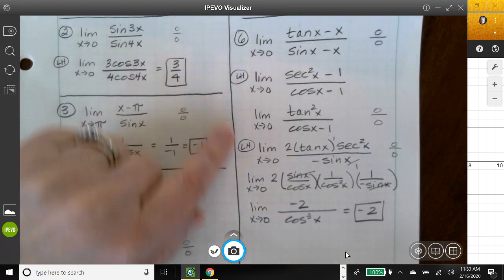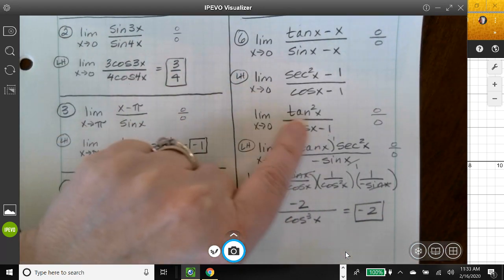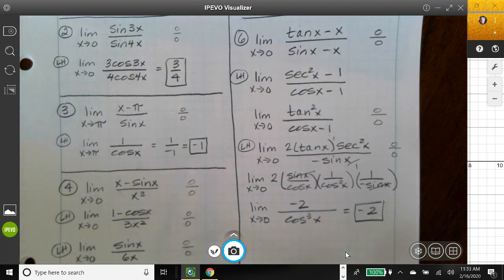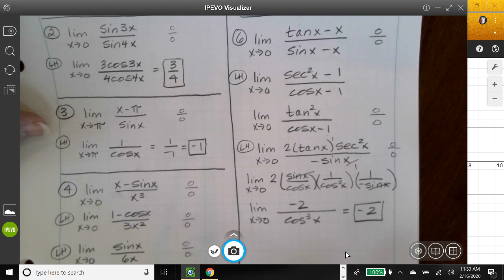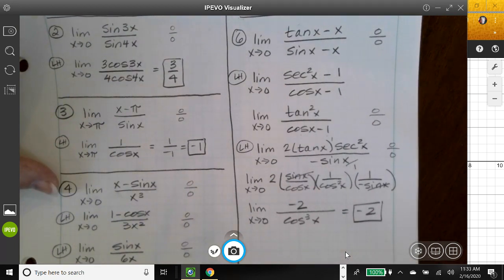So when using L'Hopital, sometimes it's nice in the middle to do some simplifying using your trig identities that you know to simplify your answers. All right? So that's number 6. Let's move on to number 7.